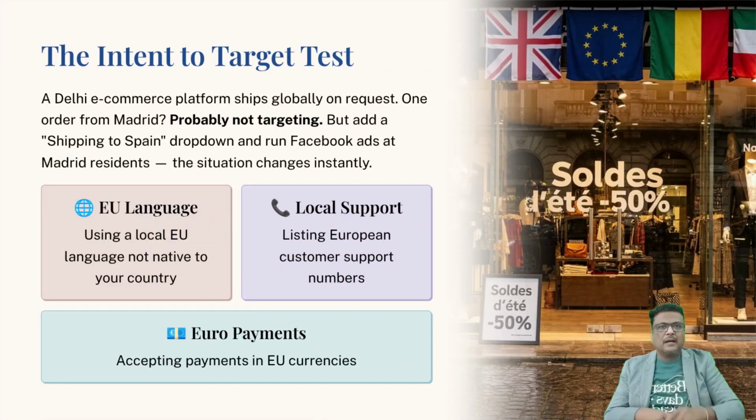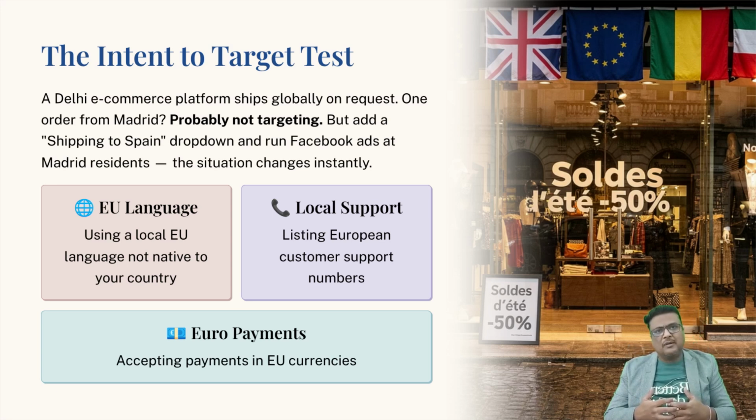Imagine an e-commerce platform based in Delhi that has a massive global inventory. They don't have a specific European marketing plan, but they happen to ship globally if someone asks. One day, a customer in Madrid places an order. Does this mean the company is targeting the EU? Probably not. However, if that same company suddenly adds a shipping to Spain drop-down menu and starts running Facebook ads aimed at Madrid residents, the situation changes instantly.